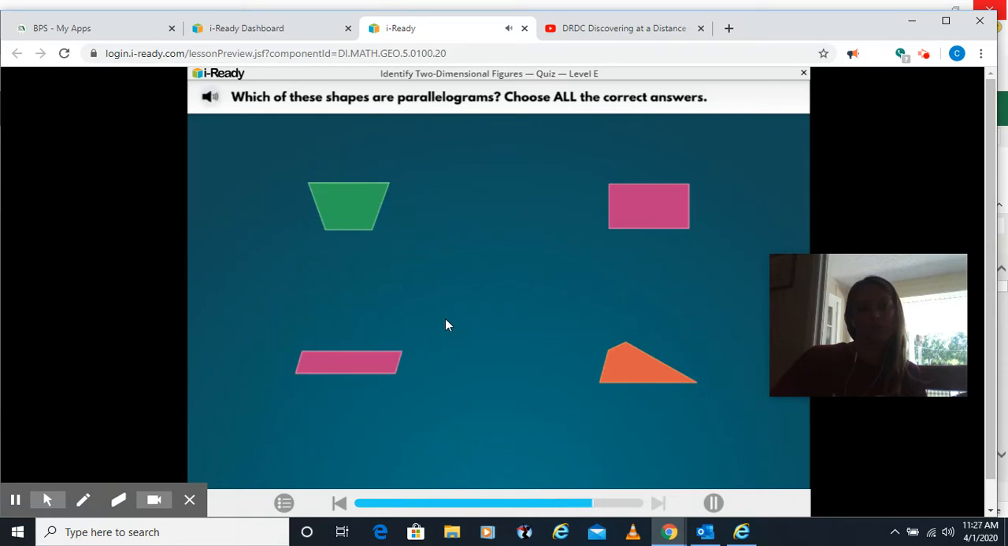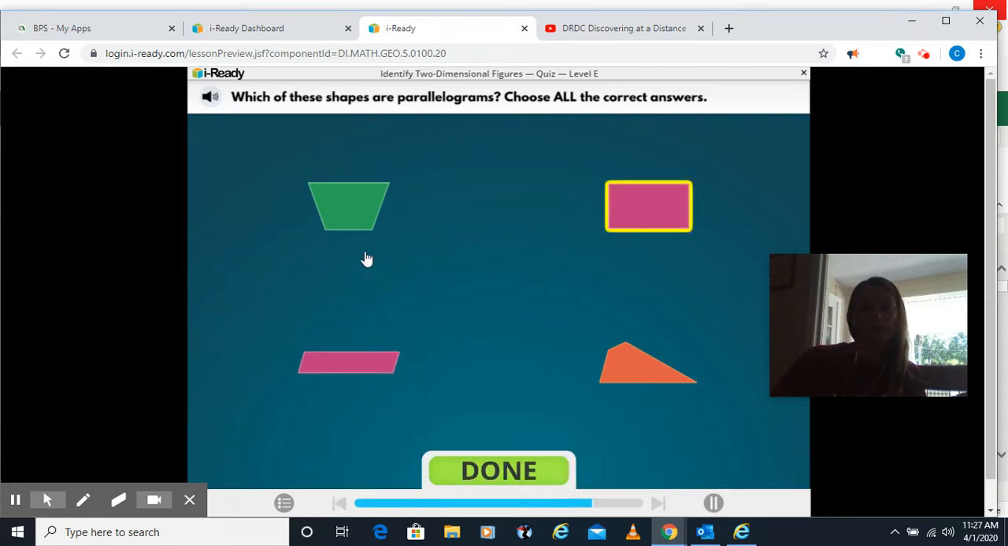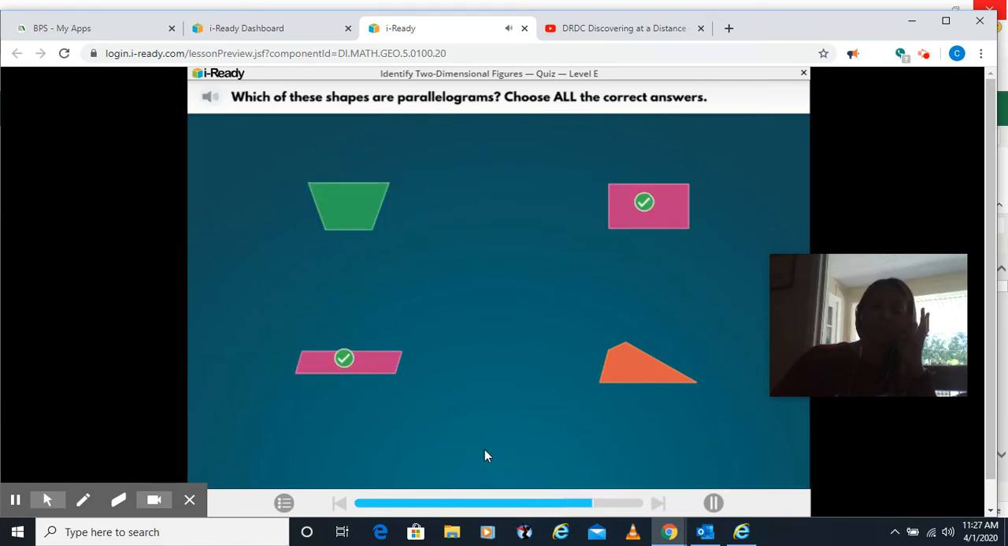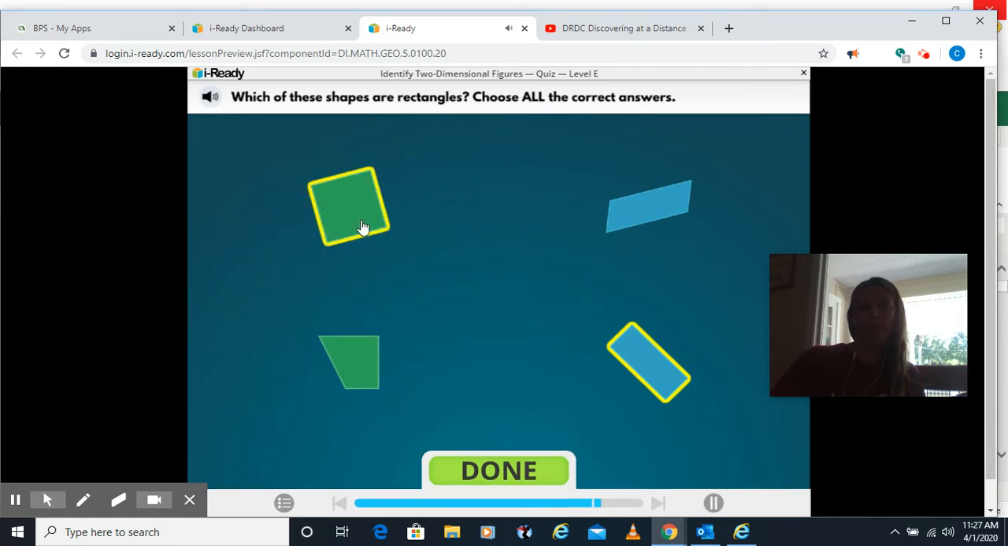So first, we're looking for parallelograms, or shapes that have parallel sides. So we're going to select our parallelograms here, because those have two sets of parallel sides. This is a little bit tricky because you look at this right away and say, oh, I know that's a rectangle, but there's another rectangle here, which is actually a square. A square is also a rectangle.